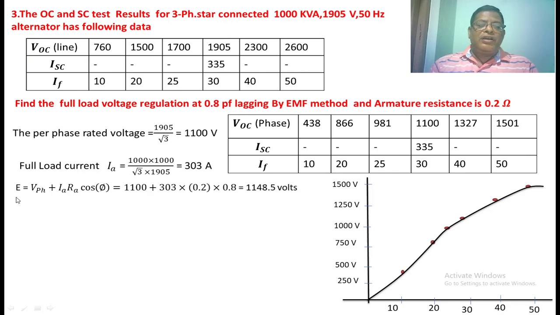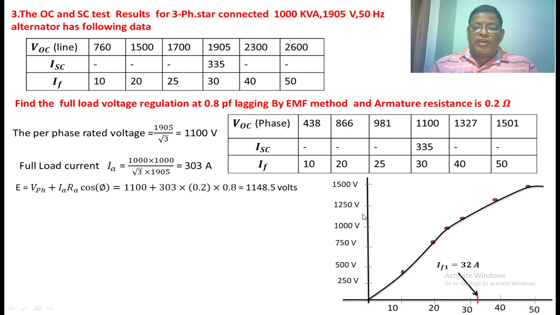Next we have to find out the E. E equals V phase plus IA RA cos phi. In the numerical it is given that the power factor at which you have to calculate is 0.8. IA value is already calculated, RA value is also given as 0.2, and V phase we also calculated here as 1100 volts. Substitute all the values, we are getting 1148.5 volts.